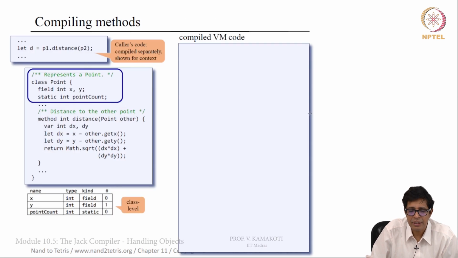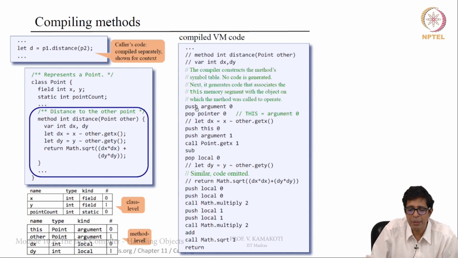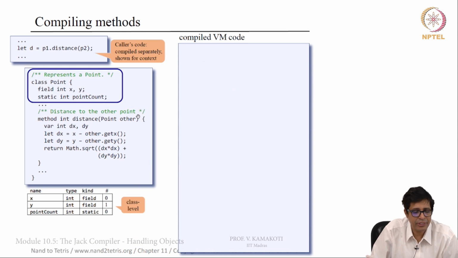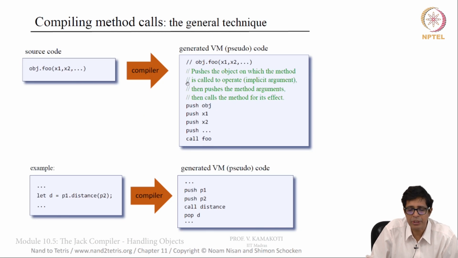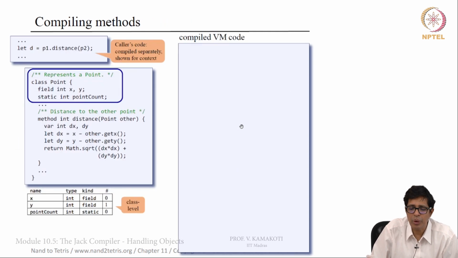So what I am doing here, as I told you, is pushing the argument. Whenever I am calling object.foo, I first push the object, then push x1, x2, etc., and then call foo. So in this case, I first push p1 and then I push p2, then I call this distance. Essentially the argument 0 that you see and the argument 1 you see: argument 0 is p1, argument 1 is p2. That is what we see here.